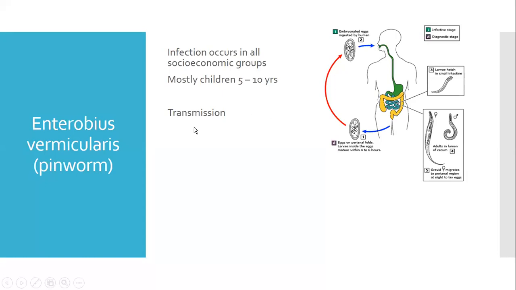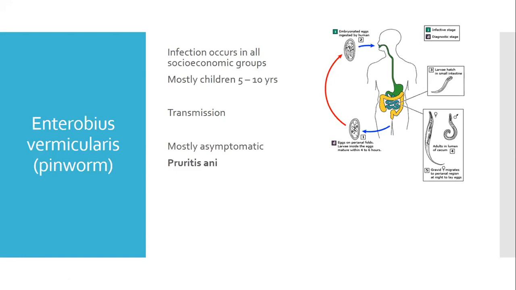So these eggs, by whatever route of transmission, can then be swallowed. And once they are in the small intestine, the larva would hatch and then develop into the male and female adult worms, who would then mate in the cecum. And then the gravid female every night migrates to the perianal area and lays its eggs. And then the cycle begins once again.